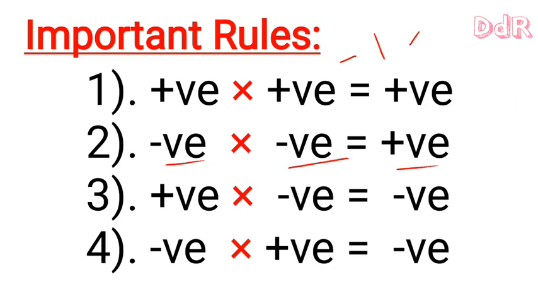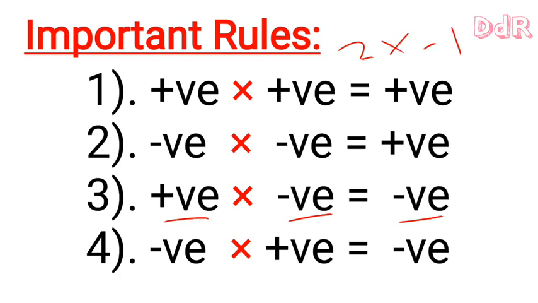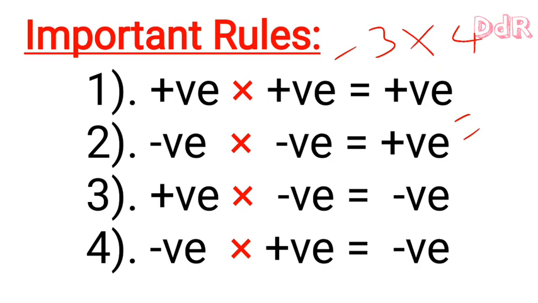The third one is positive term into negative term is equal to negative term. 2 is a positive term into minus 1 is a negative term, so it is equal to minus 2. Next, the fourth one, negative term into positive is equal to negative. Minus 3 is a negative term into 4 is a positive term, so their product is a negative answer, minus 12.